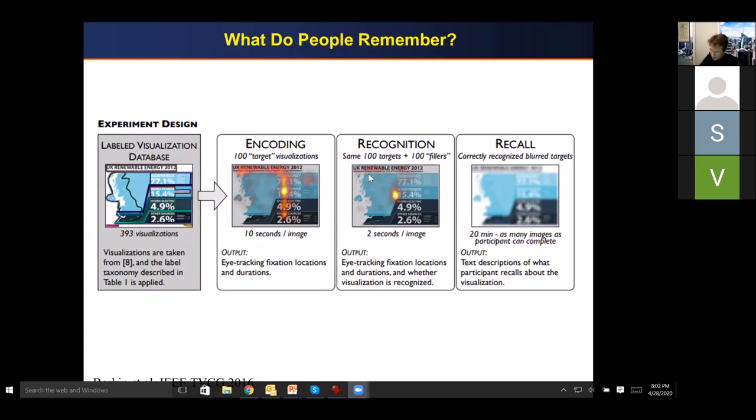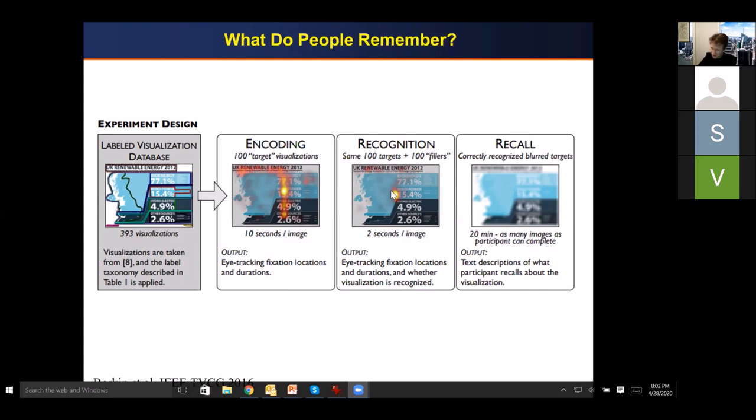So people really look at titles. There were 100 fillers in between, the same 100 targets and 100 fillers. You look at the target and try to remember it, with eye tracking in there, so you figure out what people looked at. Then some filler images, then the image again, to see if they remember it and what they look at.